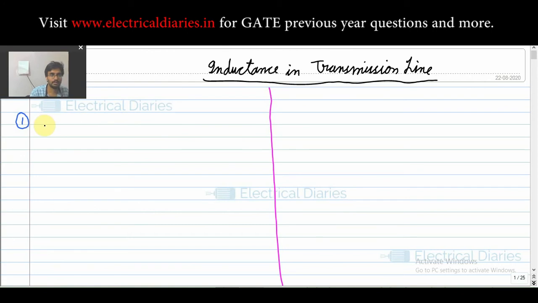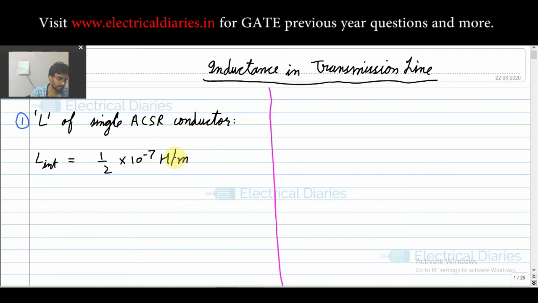So first is the inductance of a single ACSR conductor. L internal is equal to half into 10 to the power minus 7 Henry per meter. L external is equal to 2 into 10 to the power minus 7 ln d by r.